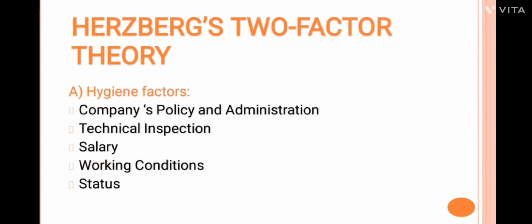The next theory is Herzberg's motivation hygiene theory. This theory has been advocated by Professor Herzberg. Herzberg concluded that there are two sets of conditions. The first type of conditions is described as the maintenance or hygiene factors. These are the factors which do not motivate employees by their presence, but their absence dissatisfies them. These factors include company policy and administration, technical inspection, salary, working conditions, status, etc.